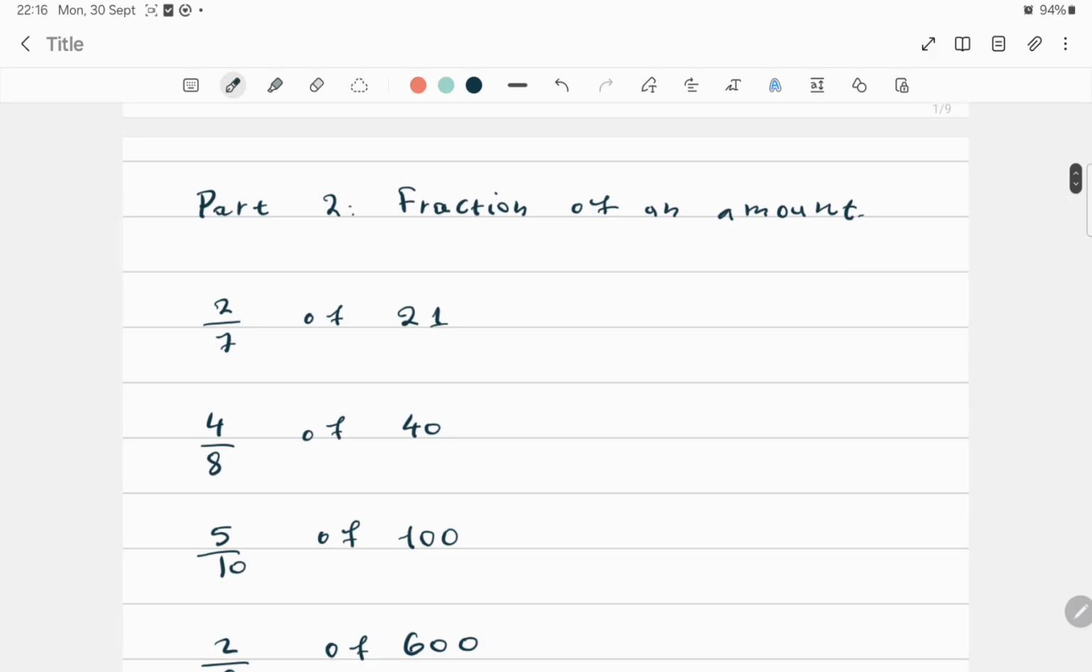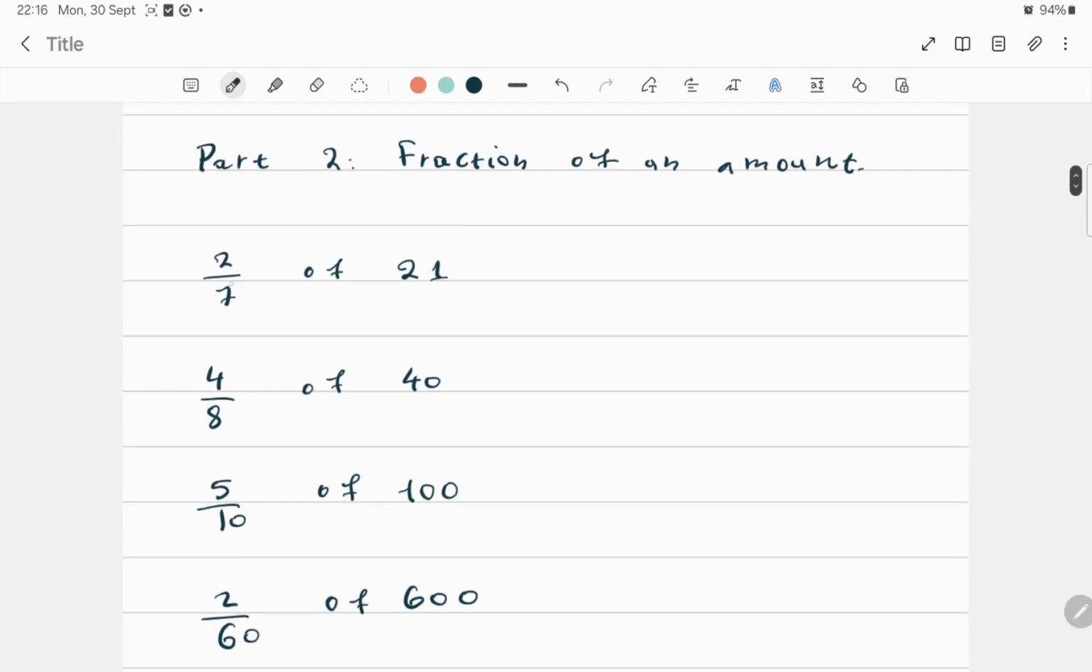For the second part, we need to find the fraction of an amount. Here you can see at the left you have a fraction of something. What we have to do, take this one and divide by this one, by the bottom part. 21 divided by 7, which gives me 3. And then you take this number and you multiply times 2. And you get 6. 40 divided by 8, which gives me 5. 5 times 4 is equal to 20.